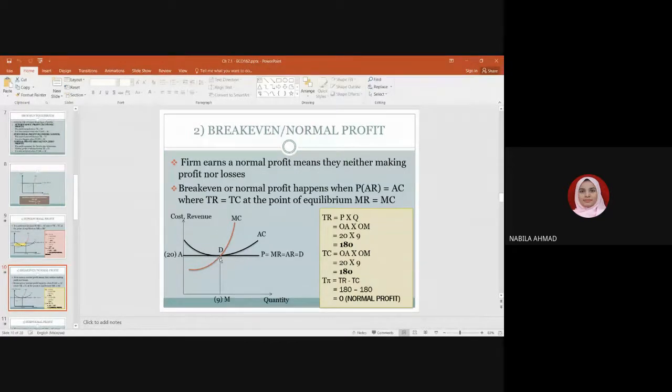So kalau kita cari total profit, kita akan dapat 0. So total revenue berapa? 20 darab 9, 180. Total cost pun sama, 20 darab 9, 180. Total profit, 180 tolak 180, kosong. So the firm is making normal profit.